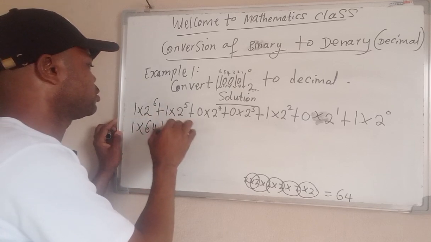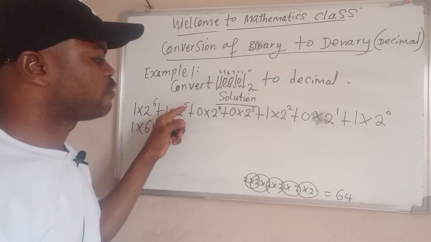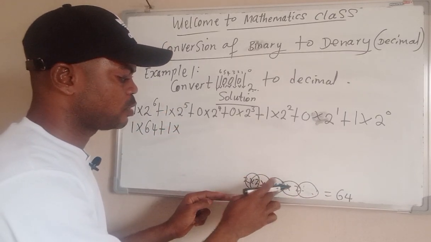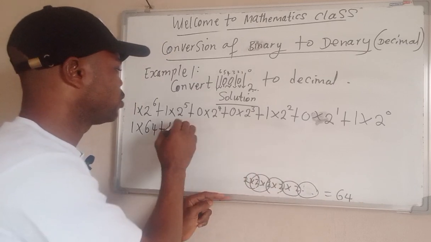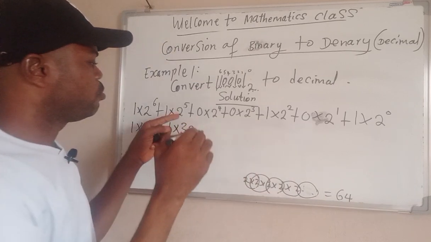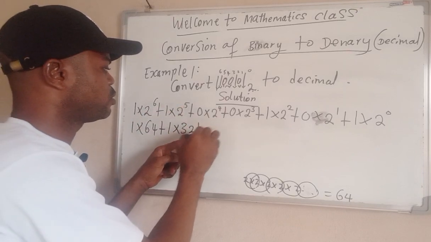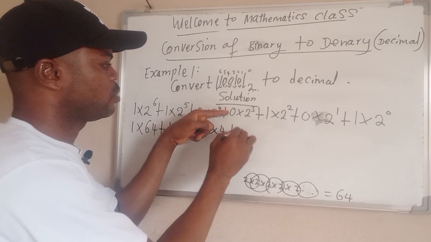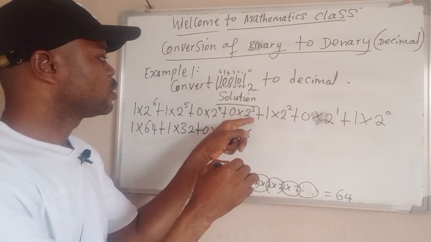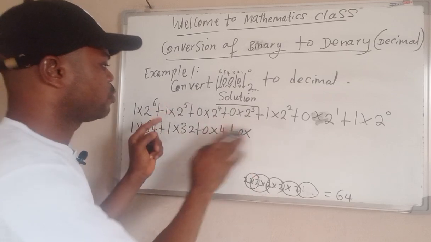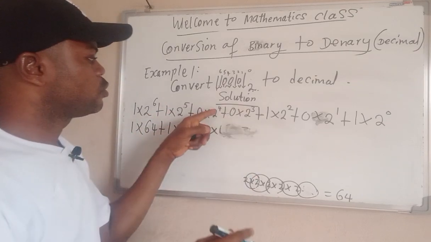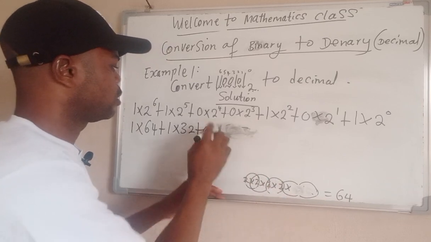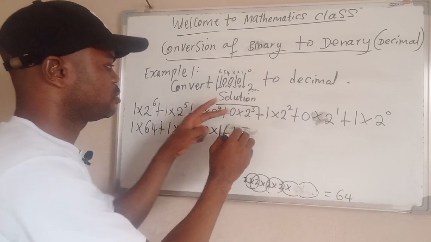Plus 1 times 2 raised to the power 5. 2 times 2, 4. 4 times 2, 8. 8 times 2, 16. 16 times 2 gives you 32. So here will be 32, meaning 2 raised to the power 5 is 32. Plus 0 times 2 raised to the power 4. 2 times 2 is 4, 4 times 2, 8, 8 times 2, 16. So right here we have 16 plus 0.